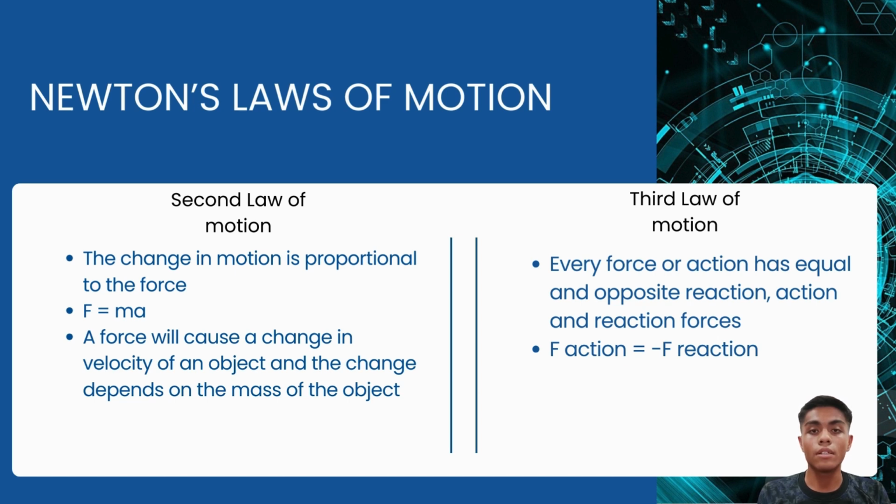The third law of motion states, for every force or action in nature, there is an equal and opposite reaction. Action and reaction forces act on different objects. This law is related to two different objects, and it describes that forces always happen in pairs. Mathematically, F action equals negative F reaction.